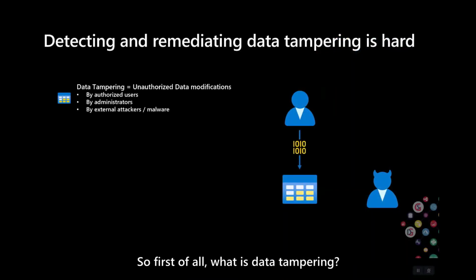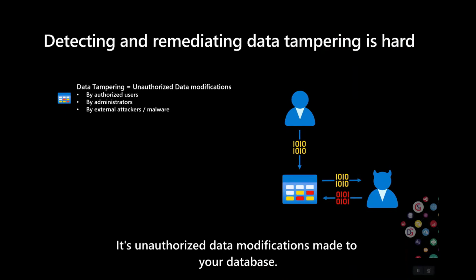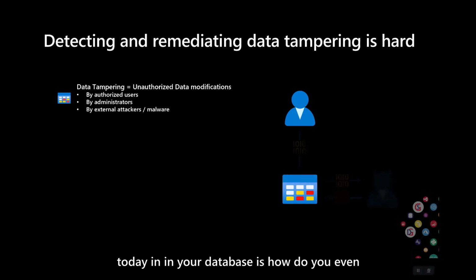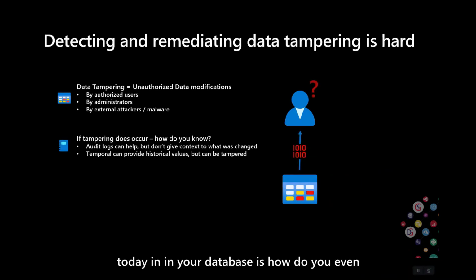So first of all, what is data tampering? Well, I think it's pretty straightforward. It's unauthorized data modifications made to your database. Now, this can be done by authorized users, database administrators, or external attackers, malware, etc. Now, the problem with data tampering today in your database is how do you even know when it's occurred?